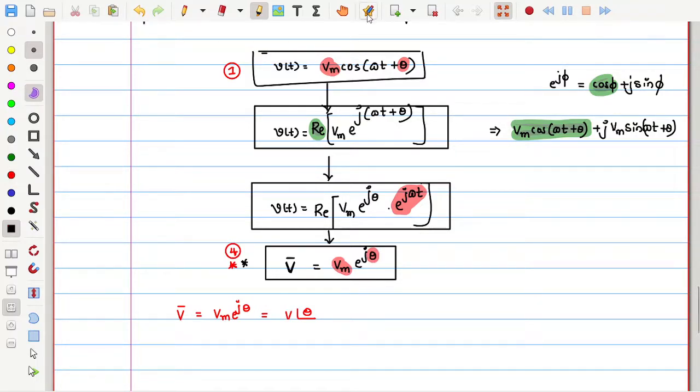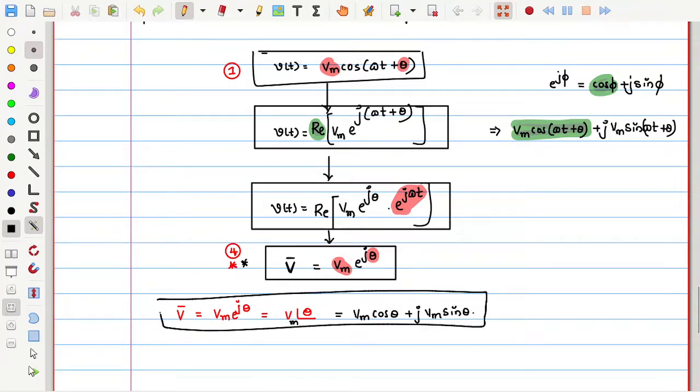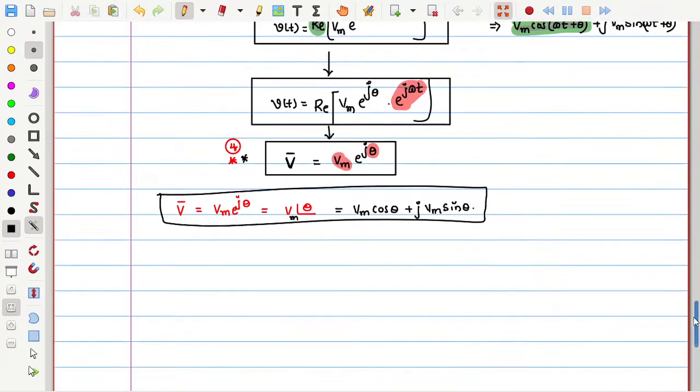This format is Euler's identity, or the exponential representation. We can also represent this in Vm at an angle theta format, or we can also represent this in rectangular form as Vm cos theta plus j Vm sin theta. These three representations are very important. So all are equivalently same.